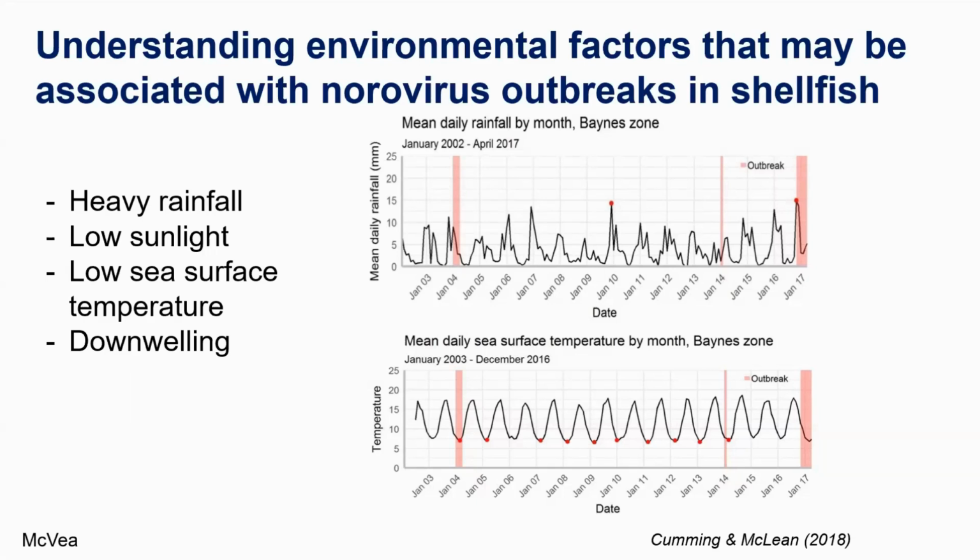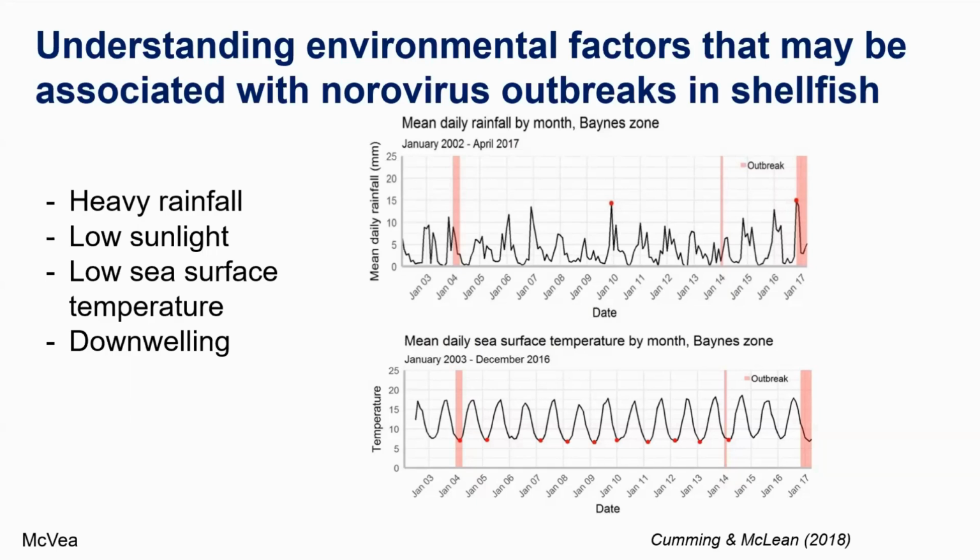So first thing we know is that oyster outbreaks tend to be associated with heavy rainfall, periods of time when there's low sunlight, periods of time when there's low surface temperatures, as well as downwelling. So this really allows the recirculation of deposited materials from the lower depths of the ocean. We also know that norovirus tends to, these times where there's heavy rainfall, low sunlight, are associated with times where there's more norovirus contamination or more norovirus transmission in the community as well.